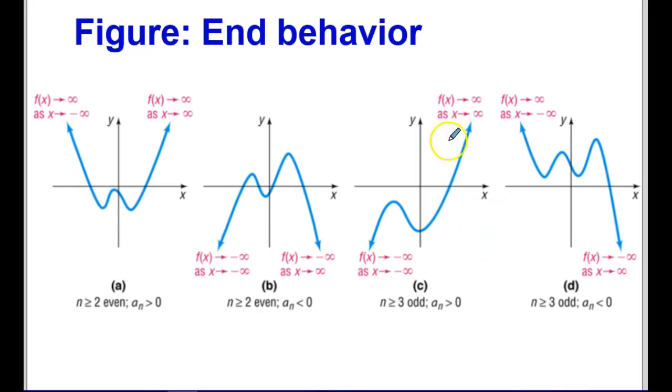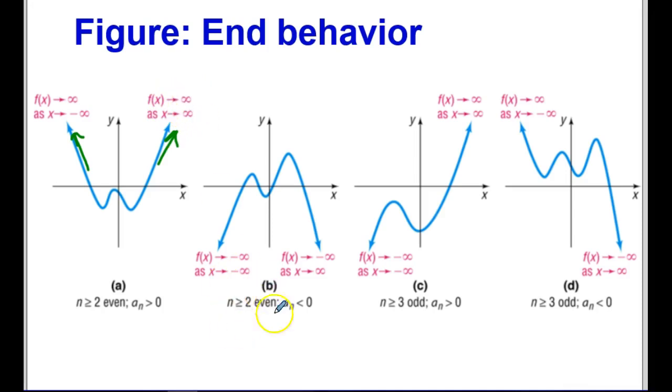And this would be something really good to remember, just so you don't have to graph everything all the time. So if my n value is greater than or equal to 2, and it's even, and my a sub n is greater than 0, so my leading coefficient is positive, my end behavior is going to go up towards the negative and up towards the positive. And here's how we read this: f of x approaches infinity as x approaches infinity.